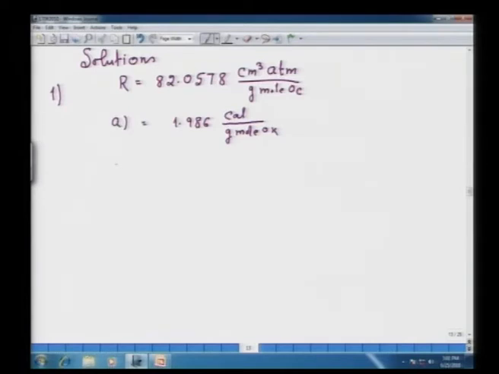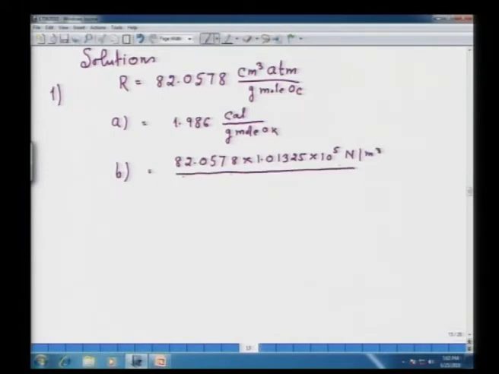Now, similarly, for part B, you have to derive in joule per kg mole degree Kelvin. You can see that 82.0578 is given, into pressure 1.01325 into 10 to the power 5, that is in Newton per meter square, and if we divide here by meter cube into 10 to the power 6, because I am just deriving from here, that is why 10 to the power 6 is coming, per kg mole.